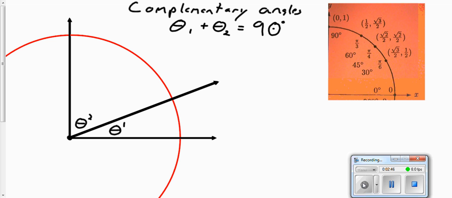Next, I want to talk about complementary angles and the relationships here. So remember, complementary angles are two angles whose sum is 90 degrees. And what is the relationship between the trig functions and complementary angles? So what I want to do here is start looking at an idea. If I have an angle theta 1, and theta 1 and theta 2 are complementary angles, I draw a triangle here.